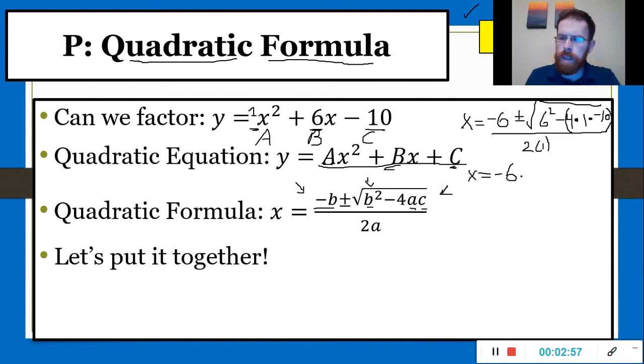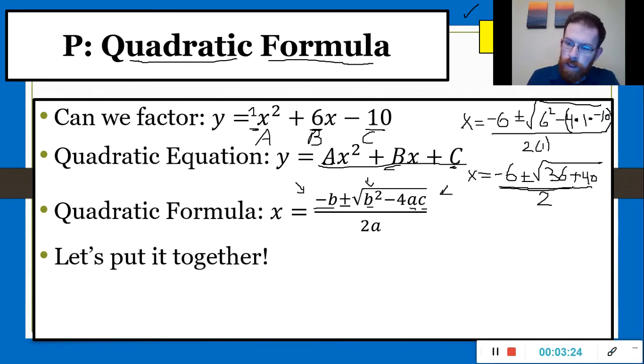X is equal to negative 6 plus or minus the square root of 36, because 6 times 6 is 36, and then negative 4 times 1 times a negative 10 is a positive 40, and then 2 times 1, obviously 2. When you're doing this, make sure to have this denominator cover everything, because you're going to divide everything by 2. I've had so many students want to do 36 plus 40, then divide it by 2. You don't do it that way. Do not do it that way.